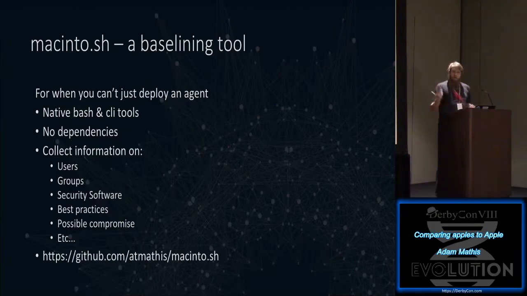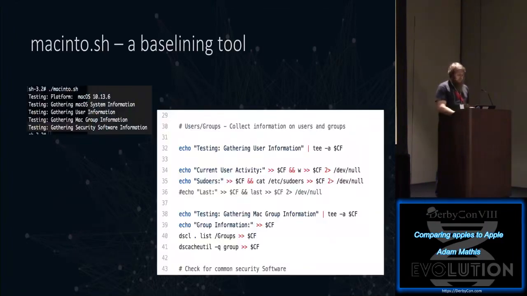So the idea is: tell me the users, tell me the groups that exist on the machine. What kind of security software do they have running? Are there any kind of possible compromise? Are there any weird cron jobs or any weird launch agents or daemons out there? You just run this, it'll iterate through all that stuff, and it'll give you a nice little thing to start out with. Say, okay, I know where I stand now. You can find that at the GitHub link below.